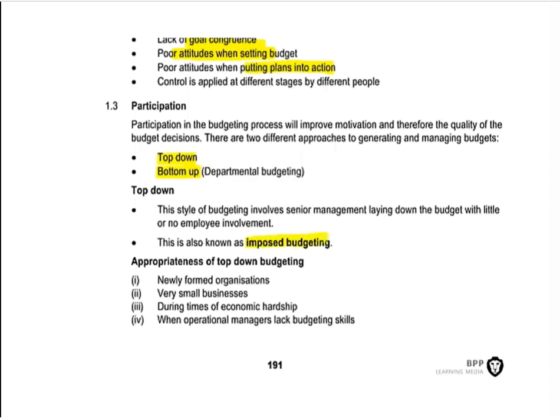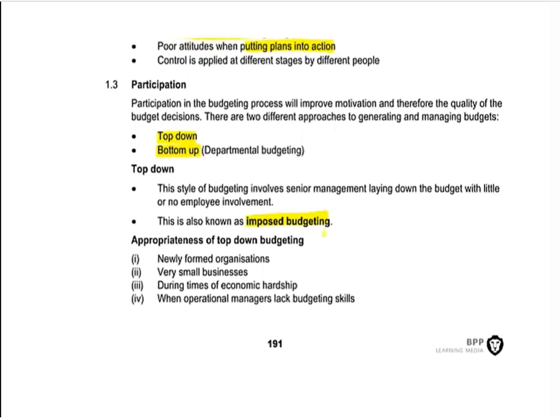It's also known as imposed budgeting, and it's when senior management basically lay down the law and say, this is what we're going to do, and I'm not particularly interested in what you think. This is what we're going to do, this is my plan, and I want you to go and achieve it. Some organisations then, that kind of approach where employees are told rather than consulted does work.